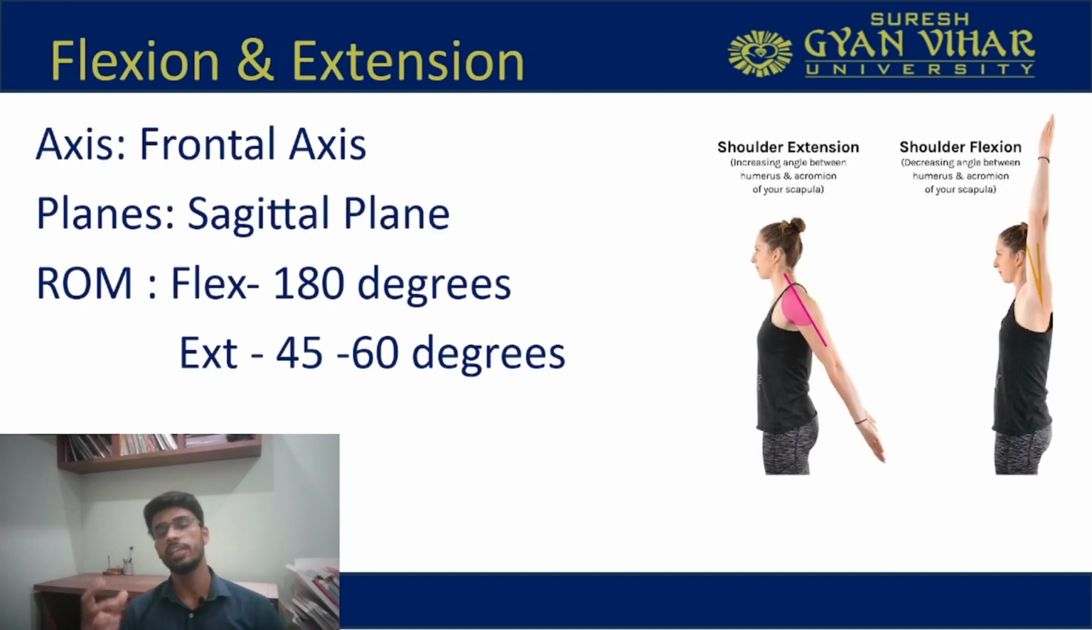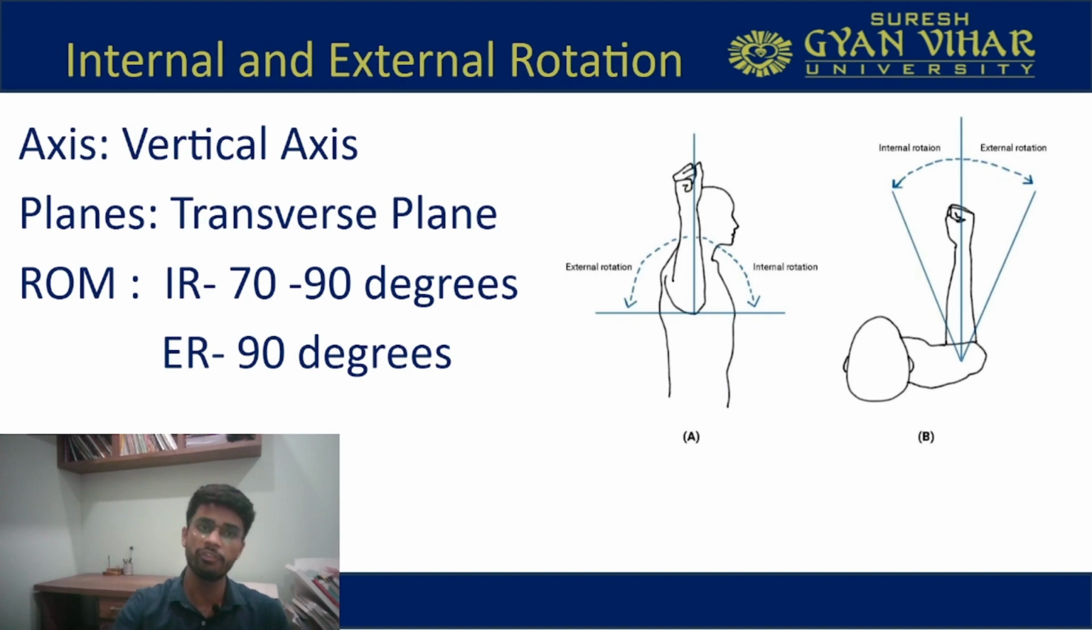For flexion and extension, this is occurring in the frontal axis and the sagittal plane. Range of motion for flexion is 180 degrees, and for extension it is 45 to 60 degrees. This is again a very basic thing. And for the internal and external rotation, the axis is vertical and the plane is transverse. The range of motion for both of these is nearly 90 degrees.